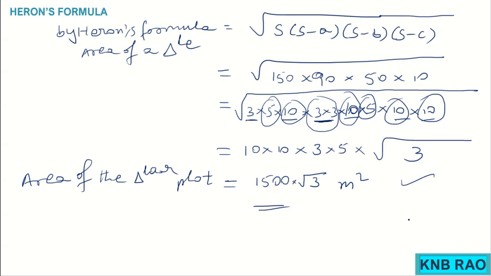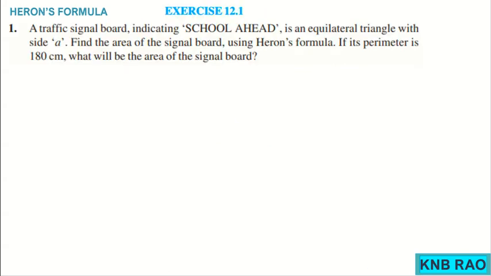Now, moving on to question number 1 of exercise 12.1. A traffic signal board indicating school ahead is an equilateral triangle with side a. Find the area of the signal board using Heron's formula if its perimeter is 180 centimeter. What will be the area of the signal board?